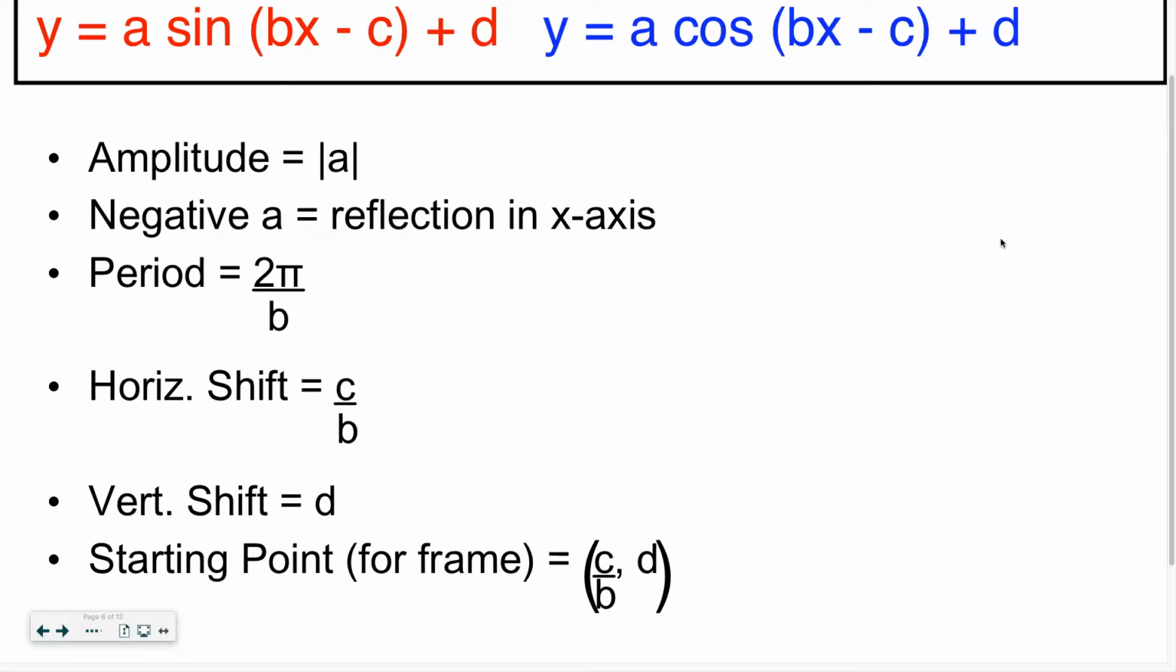Before we just had A, but if it was outside we knew it was vertical stretch and shrink. If it was inside we knew it was horizontal stretch and shrink. This kind of makes it a little bit easier. We're going to talk about it in context with those characteristics that we had said previously.